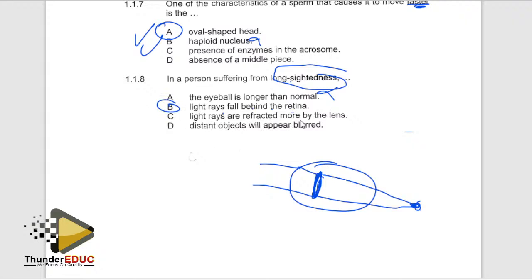The light ray reflected more by the lens. No, that's why it is not able to be brought here. So it's out. The distant object will appear never, because it is long sight. Means that you are able to see objects which are far. Therefore, B becomes the most correct answer.